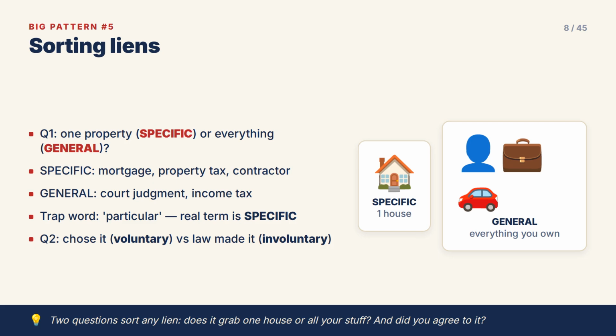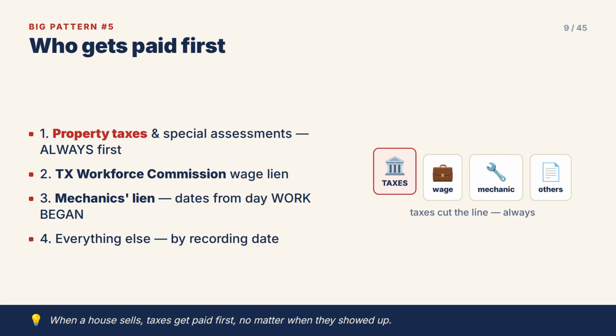Second question, did the owner volunteer for it like a mortgage, or did the law create it like taxes? That's voluntary versus involuntary. When a property sells, liens do not simply line up by the date they were recorded. Property taxes and special assessments cut to the front of the line, always. Then comes a Texas oddball, the Workforce Commission wage lien, which beats everything except those taxes. Mechanics' liens get their place in line from the day work began, not the day the paperwork was filed. Only after all of that do the remaining liens line up by recording date.